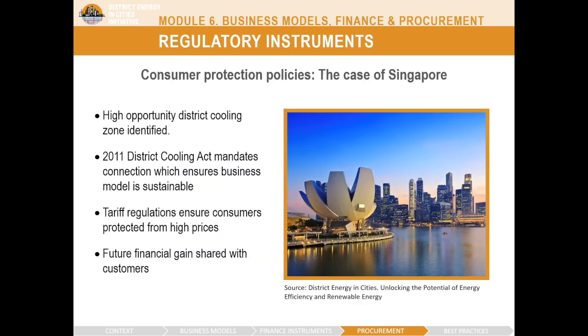Consumer protection policies. The case of Singapore. Singapore, as many cities around the world, had very little experience of district cooling but had recognized the benefits, particularly in reducing the cooling demand of commercial buildings, which often accounts for 70% of the building's power usage in Singapore.